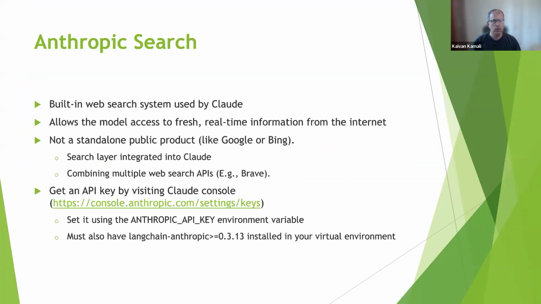So Anthropic Search is a built-in web search system used by Claude and allows the model to access fresh real-time information from the internet. It's not a standalone product like Google or Bing, and it combines basically multiple web search APIs to generate its results. For example, it might use Brave Search. In order to use it, you have to get an API key by visiting Claude Console, and you set an environment variable called Anthropic API key to that value. And you also have to have LangChain Anthropic installed in your virtual environment.